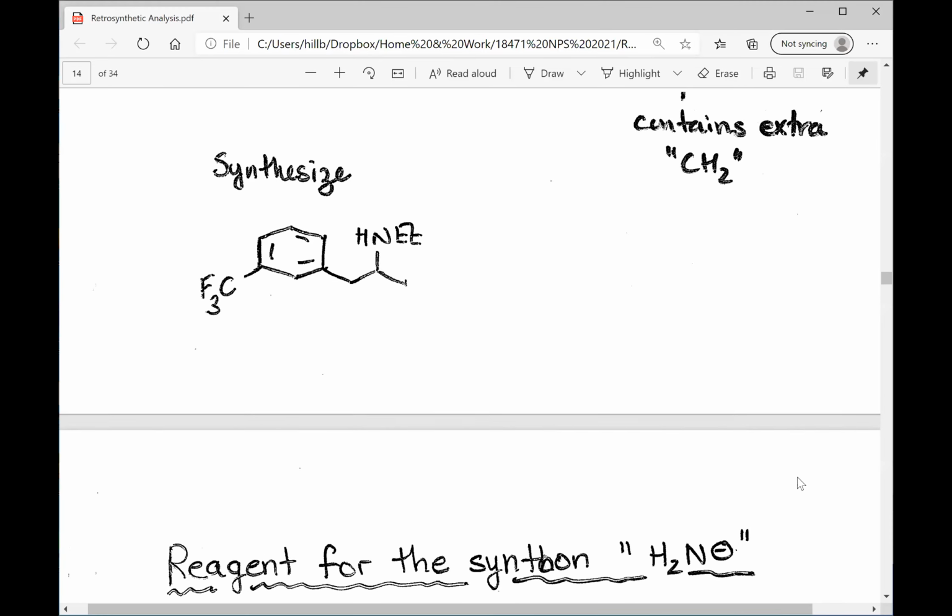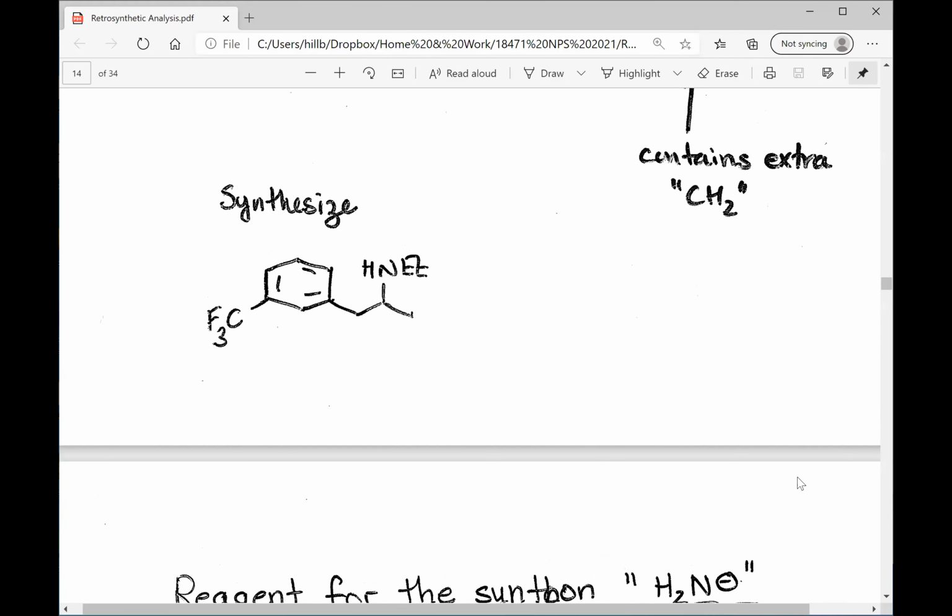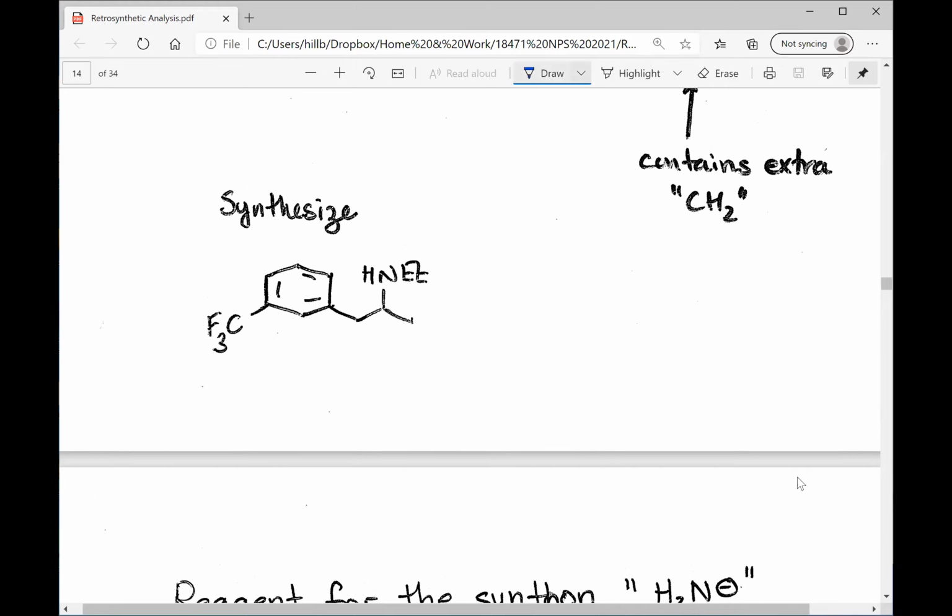Okay, so at the end of last class, what we had started to do was basically retrosynthesis, and this is basically working backwards.